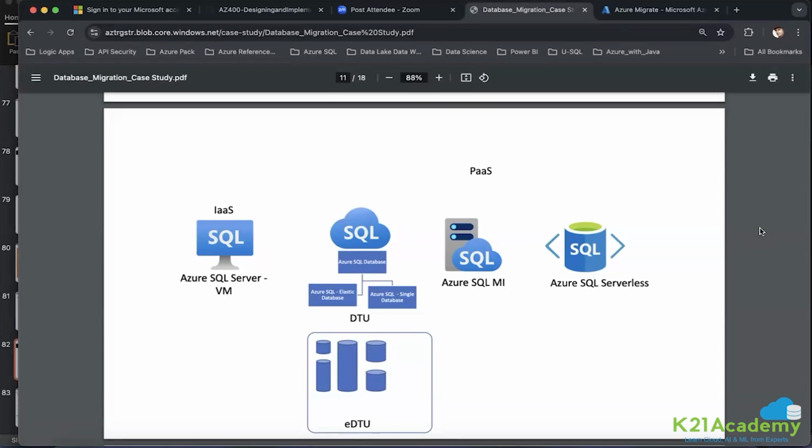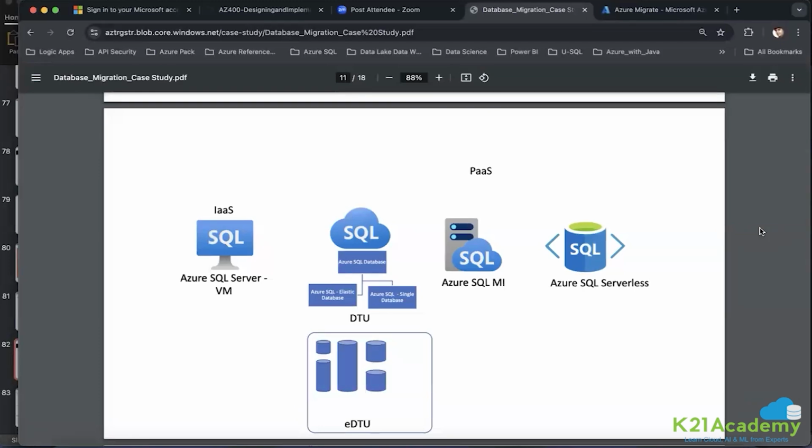and whether those features are supported in managed instance or not. This is something done via the database migration assessment tools, and that will give you a kind of report that says the best suitable target platform, whether it can be migrated to Azure SQL database or to managed instance, so that you can take a call and then go for the migration.